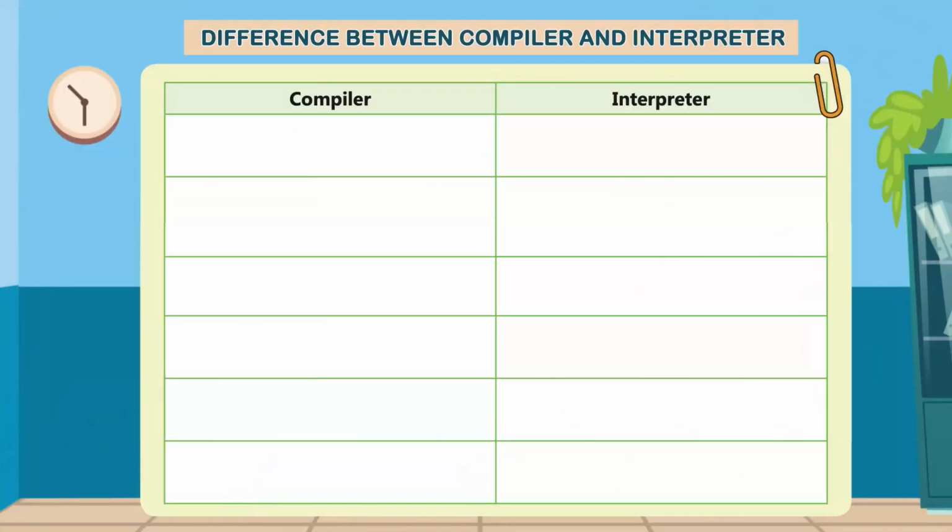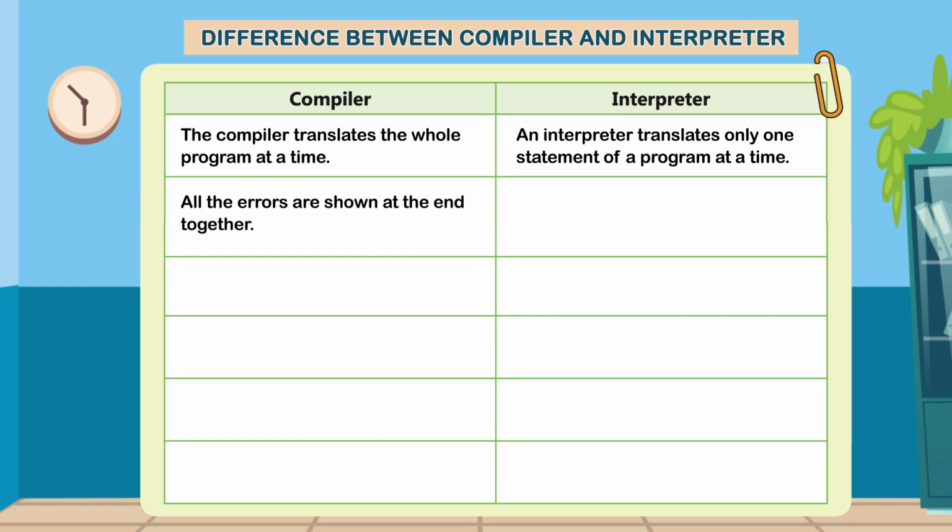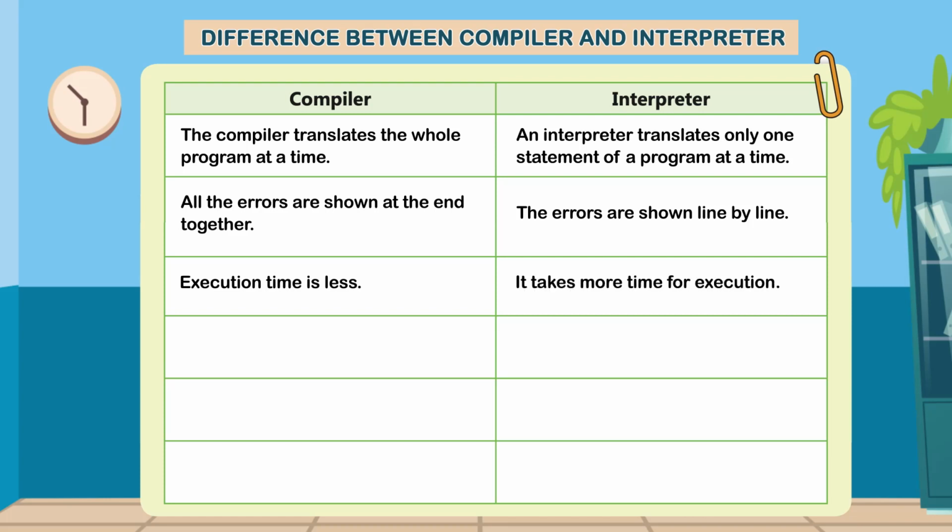Let us properly understand the difference between compiler and interpreter. The compiler translates the whole program at a time, whereas an interpreter translates only one statement of a program at a time. In a compiler, all the errors are shown at the end together, whereas in an interpreter, the errors are shown line by line. Compiler has less execution time. Interpreters take more time for execution.